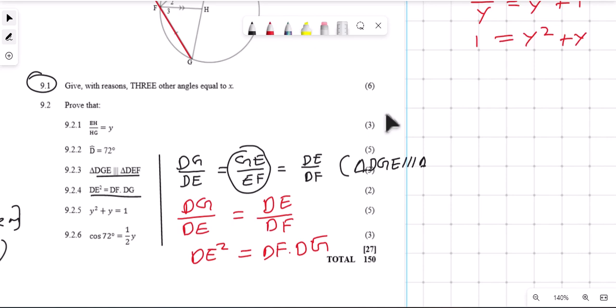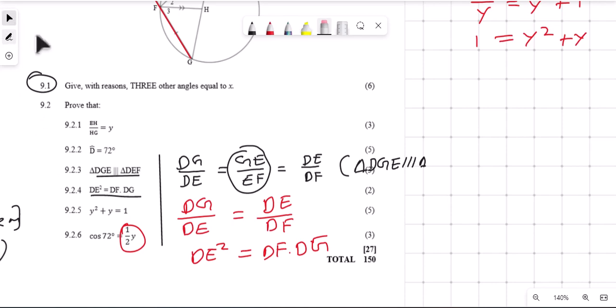They're saying cos 72 degrees is equal to y over 2. So when I look at this, I'm looking at a trig ratio. I do have 72 degrees. Yes. How many marks? It's 3 marks. So how do we involve the y?